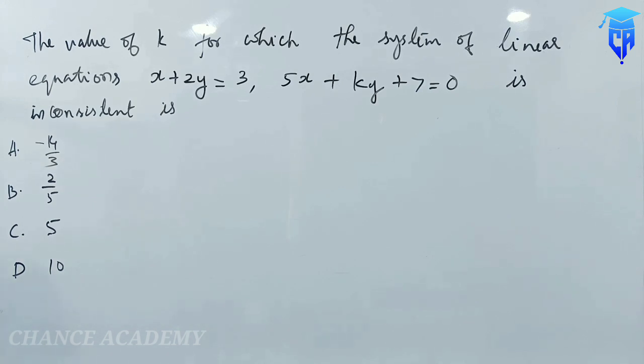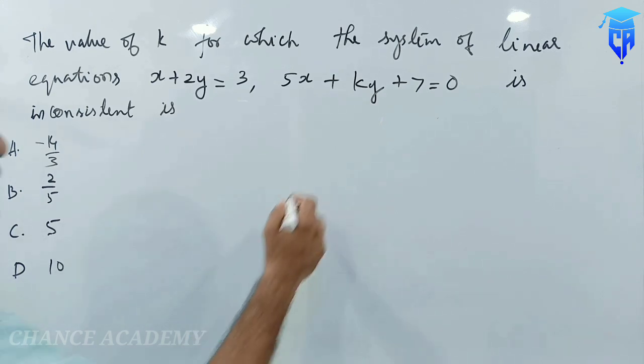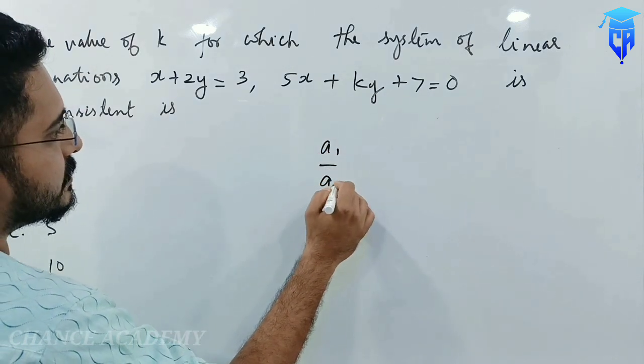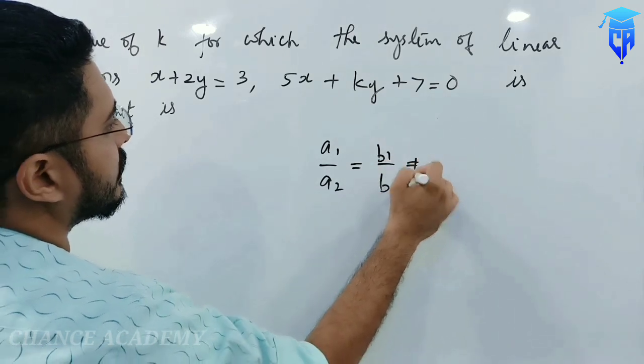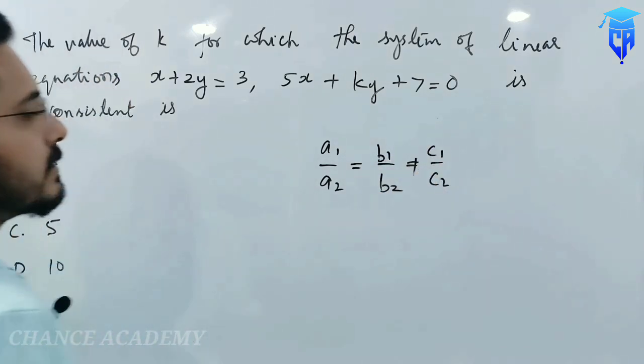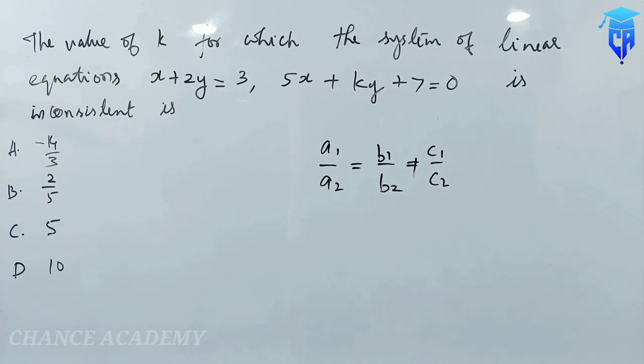The pair of linear equations will be inconsistent when they don't have any solution. The pair of linear equations can be represented as straight lines, and they will not have solutions when the coefficients satisfy a1 by a2 is equal to b1 by b2, not equal to c1 by c2. This is the condition for parallel lines, and parallel lines will differ only in their constant terms. So we can compare this.